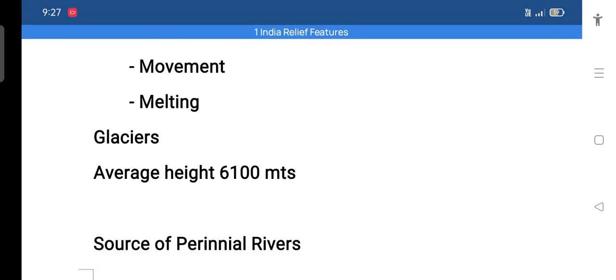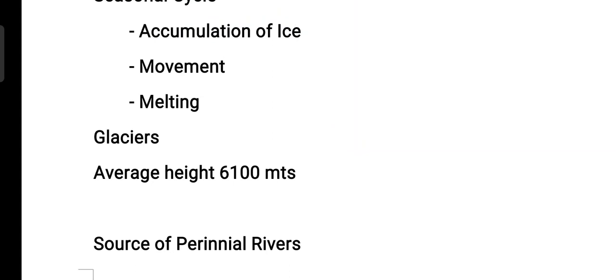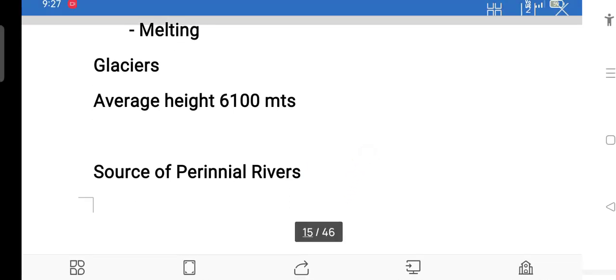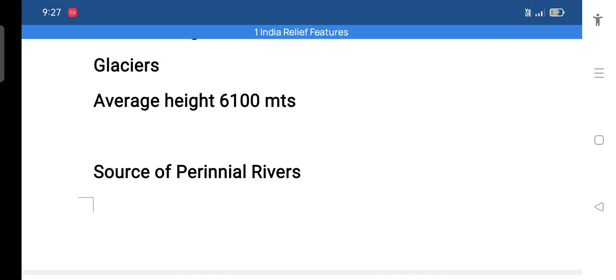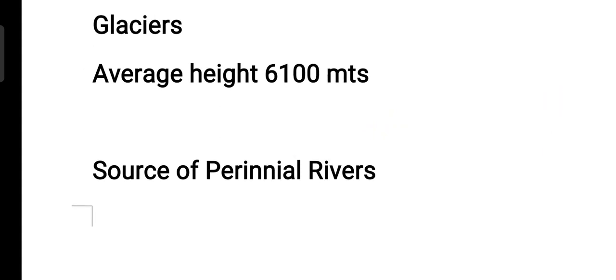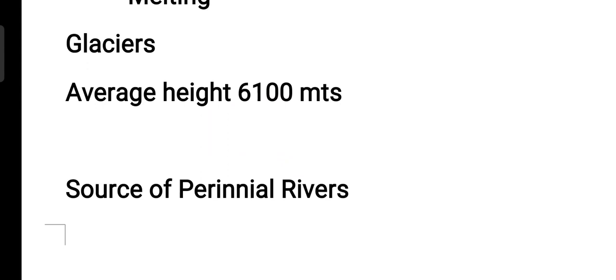And the average height of the Himadri is 6100 meters. These glaciers are the main sources of the perennial rivers. Then what are perennial rivers? Rivers containing water throughout the year. A river that flows with water throughout the year is called a perennial river. Example: Ganga, Sindhu, Brahmaputra. These are perennial rivers.